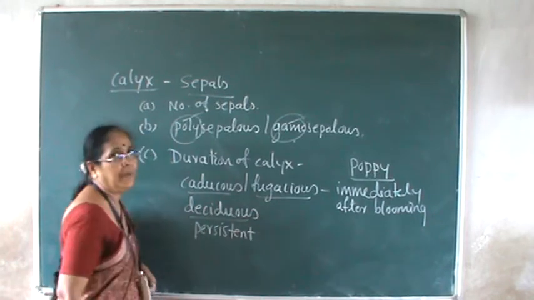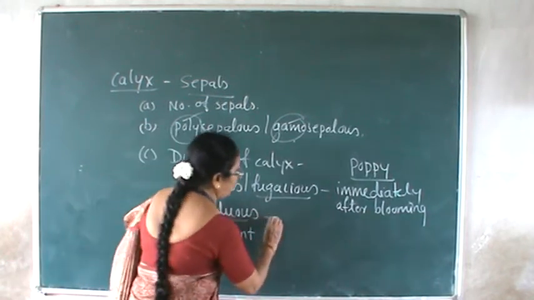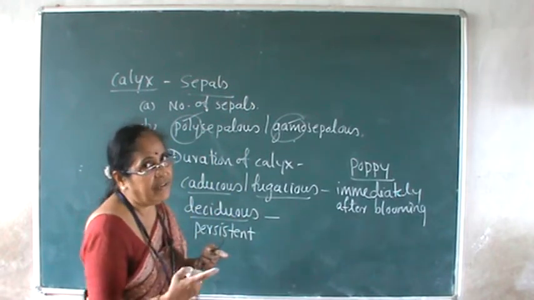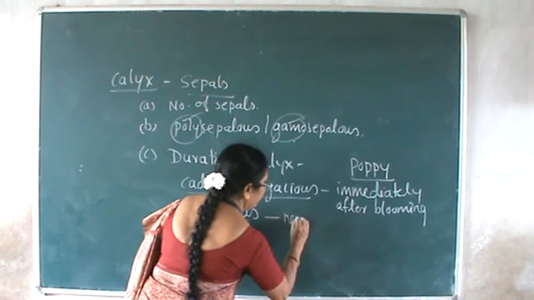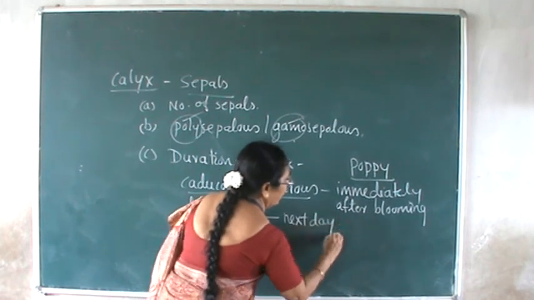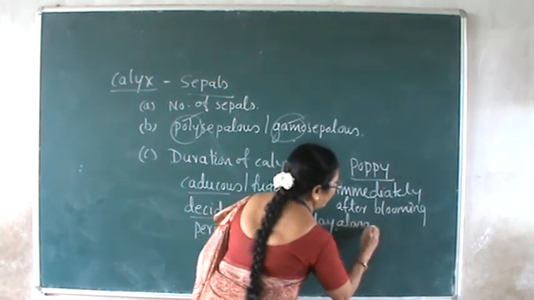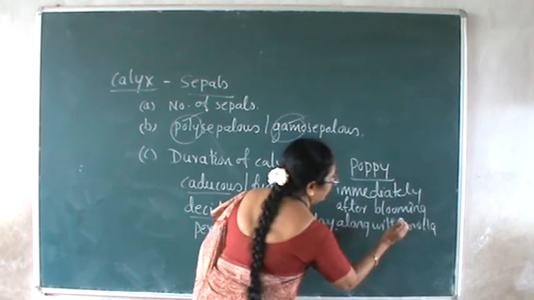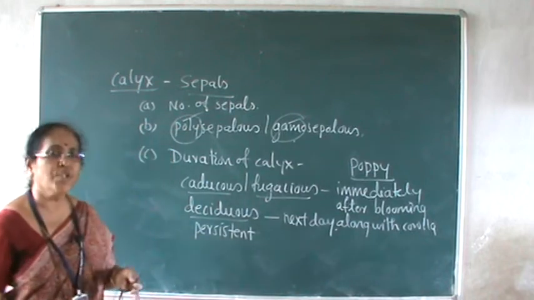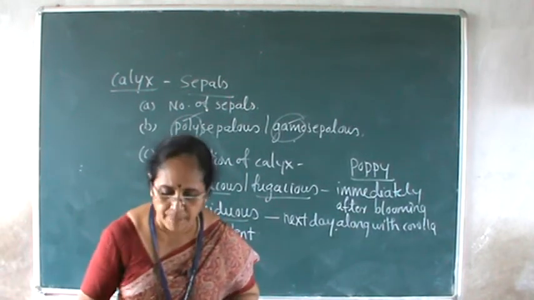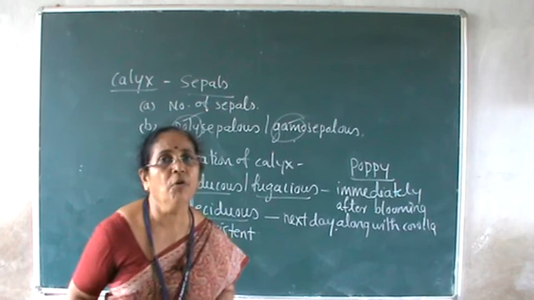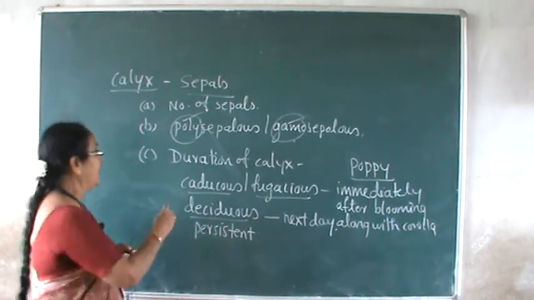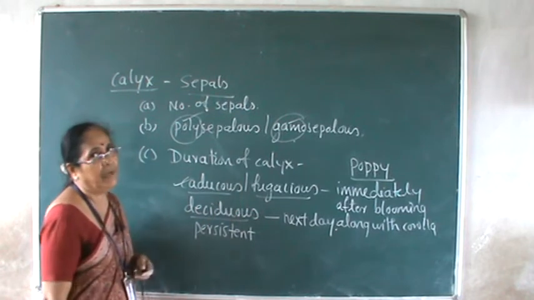Deciduous, the second type. If the flower calyx falls off very next day, along with the corolla, okay, next day, along with corolla, then the calyx is to be called as deciduous. Most common feature. Most of the flowering plants, they shed their calyx along with the corolla next day. Okay, it is going to fall off. So one is falls off immediately after blooming of the flower.